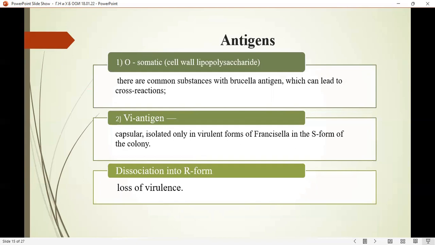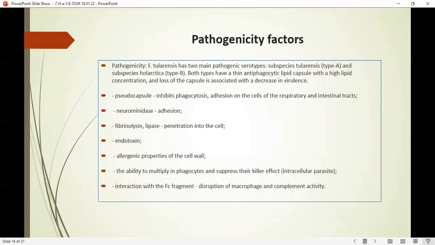Pathogenic factors. The causative agent of tularemia is an intracellular parasite. Virulence is due to a capsule that inhibits phagocytosis, neuraminidase, which promotes adhesion, endotoxin, allergenic properties of the cell wall, the ability to multiply in phagocytes and suppress their killer effect, and the presence of receptors for the Fc fragments of immunoglobulin G to suppress the activity of complement systems and macrophages.